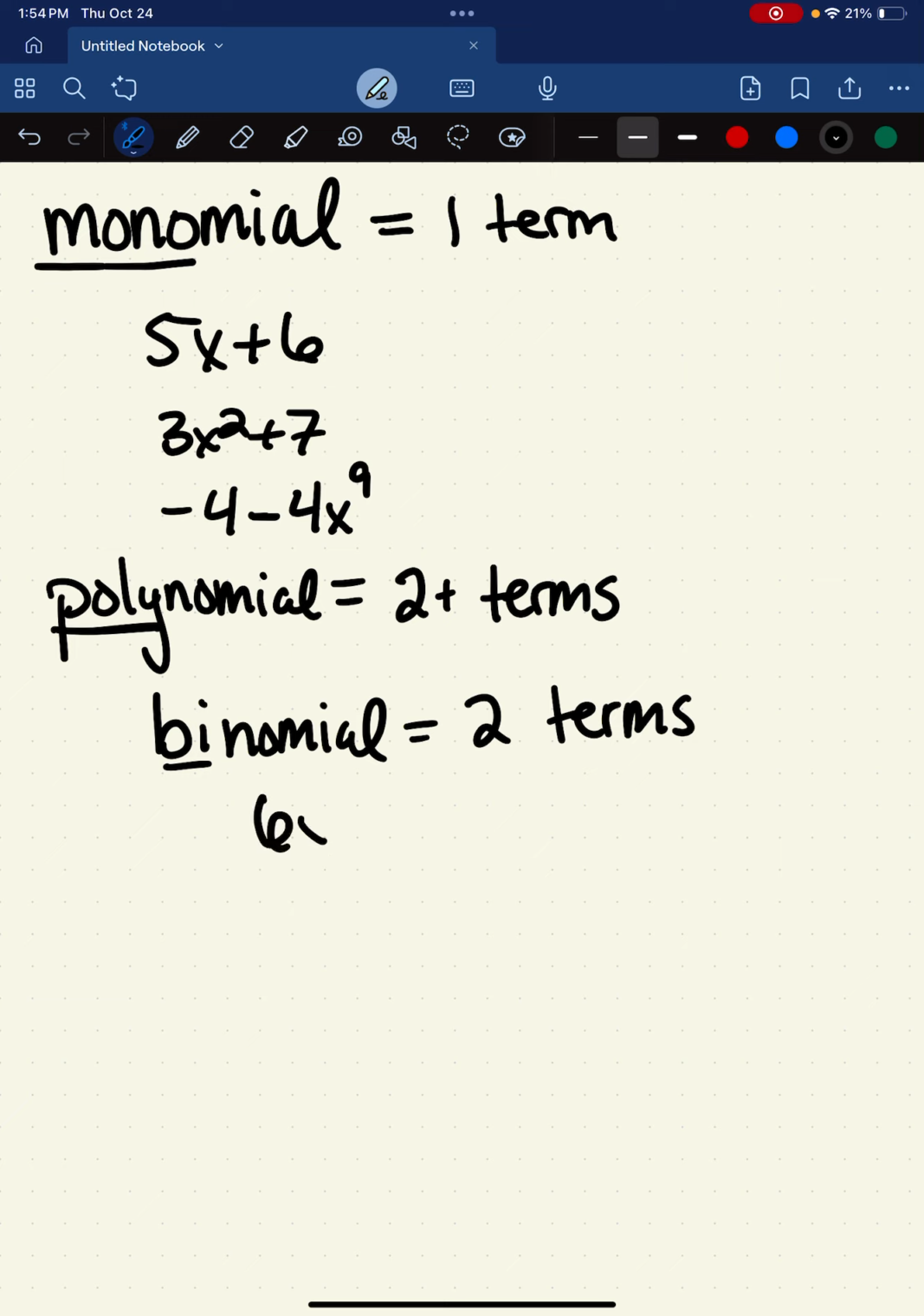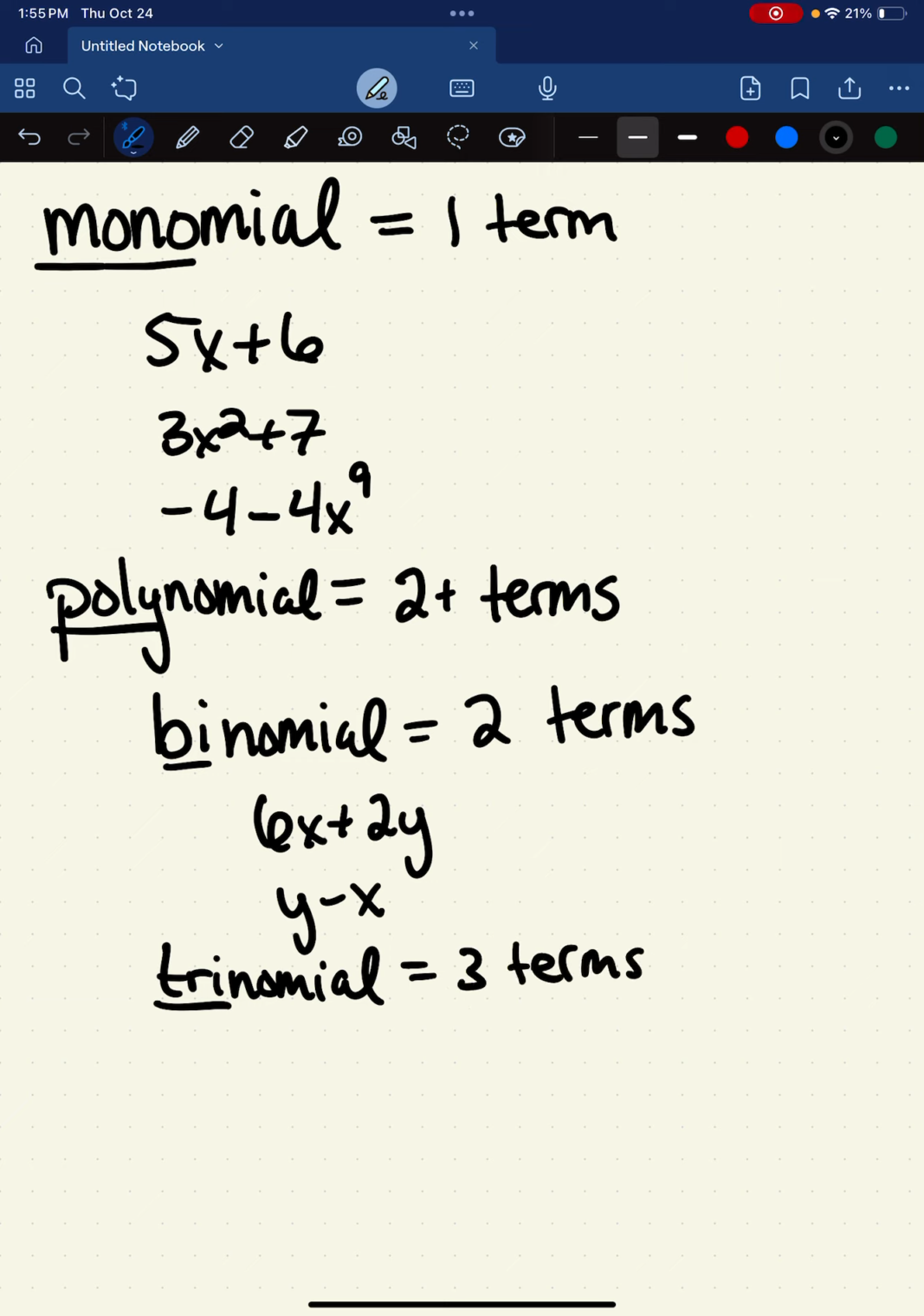6x plus 2y, or y minus x. Those are two terms. You can also have trinomials. Tri meaning three terms. So 3x squared plus 2x plus y plus 1. So here's one term, here's another term, here's another term.